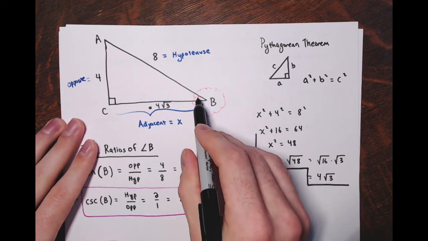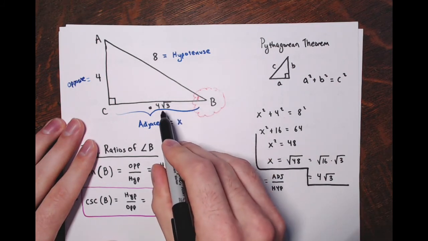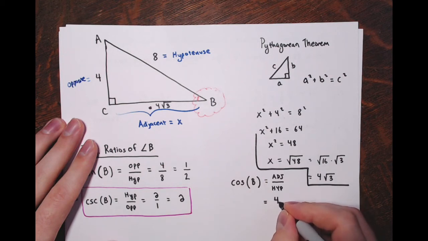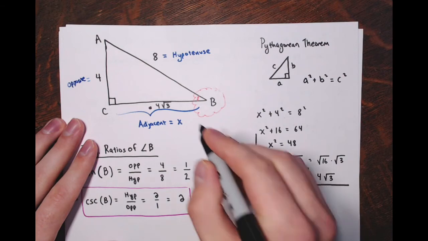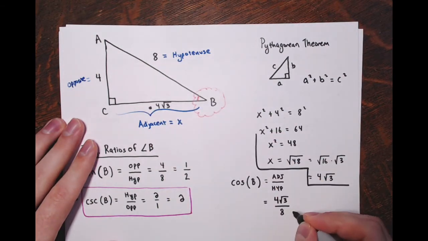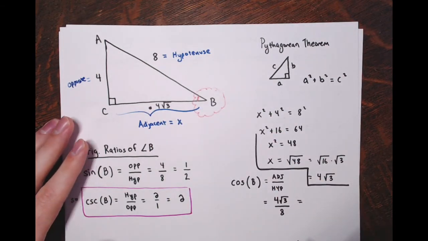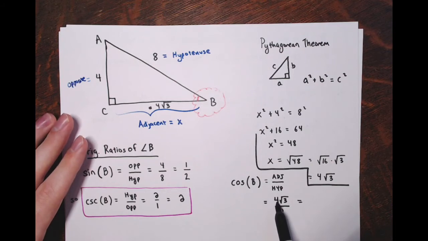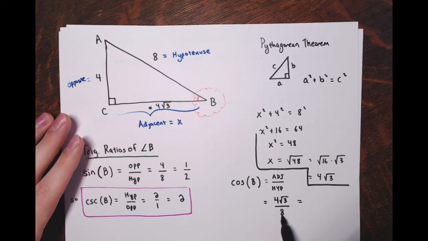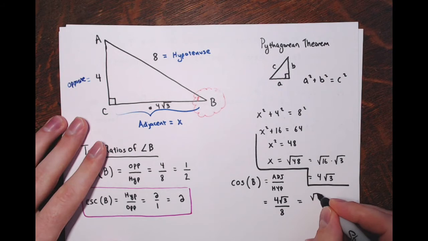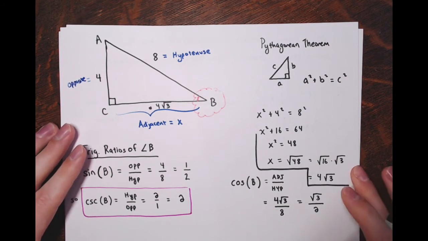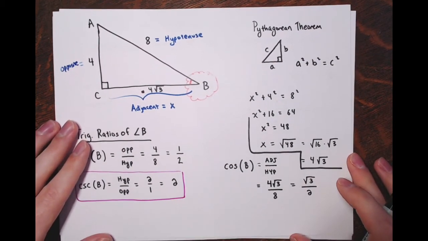All right, so let me separate these here. The side adjacent to angle B was 4 times the square root of 3, divided by the hypotenuse, which had a length of 8. And again, you can simplify this. There's a factor of 4 up here. This is 4 times 2. The 4s would cancel. This is just the square root of 3 in the numerator divided by, 4 goes into 8 twice. The square root of 3 divided by 2 is the cosine of angle B.